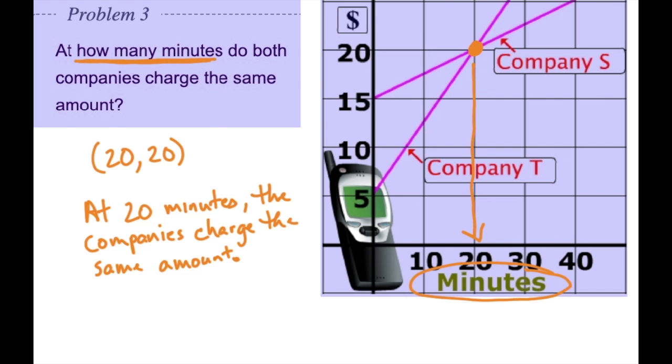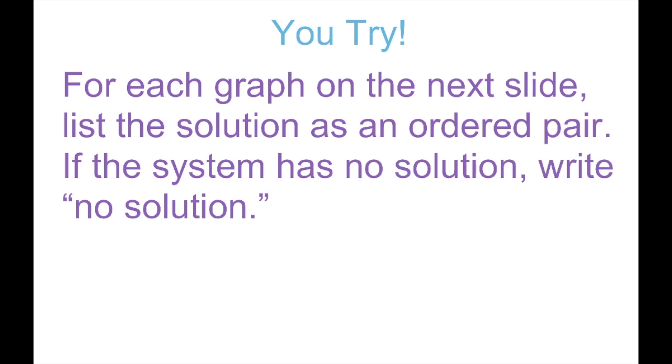Now, let's have you try some on your own. For each graph on the next slide, you're going to list the solution as an ordered pair. If the system has no solution, I want you to write no solution. So go ahead and take 2 minutes. I want you to pause the video and take 2 minutes to answer the questions on the next screen.